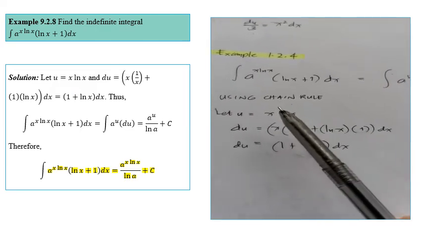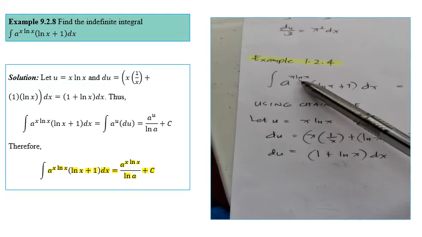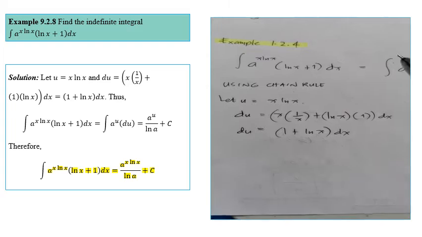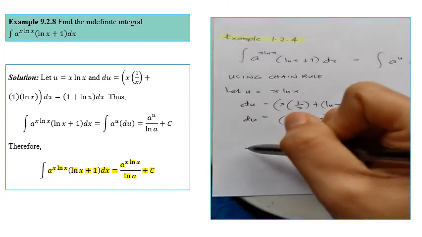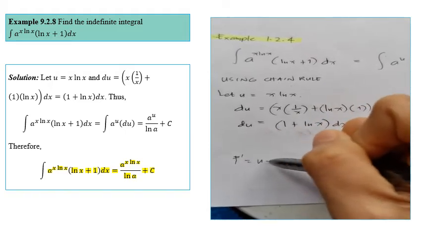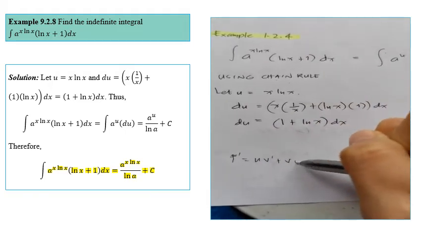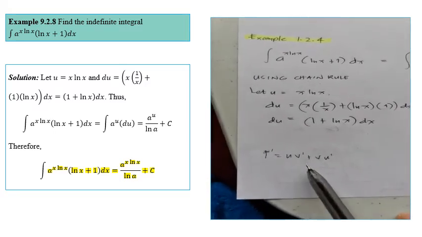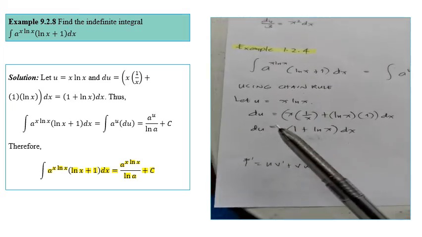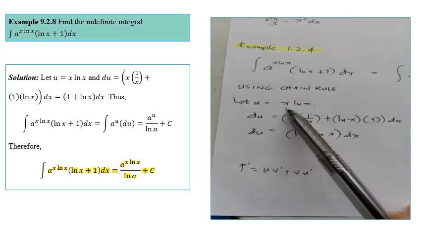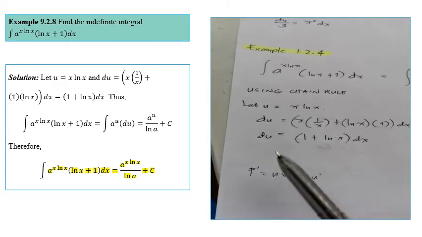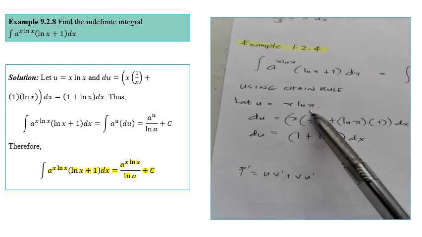So using the chain rule, let u be equal to x ln of x. We differentiate this using the product rule. The product rule is f prime equals u v prime plus v u prime. This is the pattern of the product rule in differentiation, from Calculus 1. So let's derive this. This is our first function and this is our second function. We let this one be our variable u and this one be our variable v.